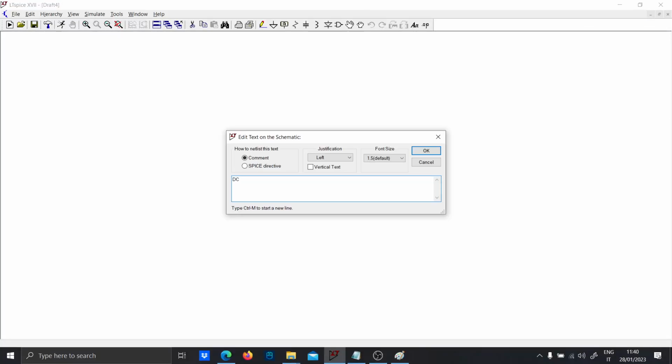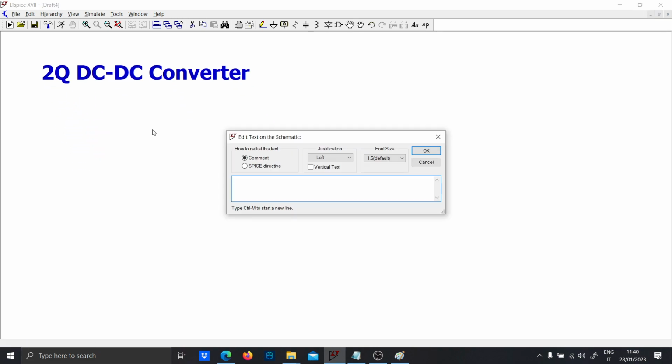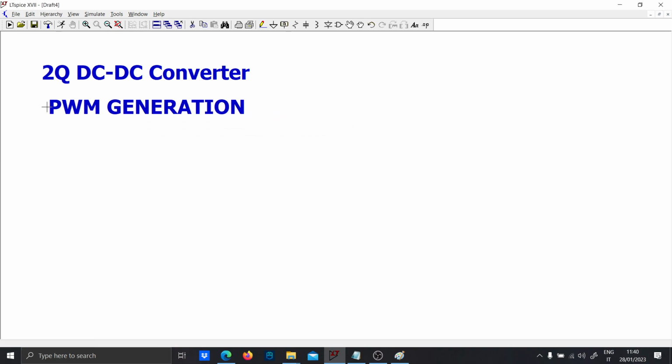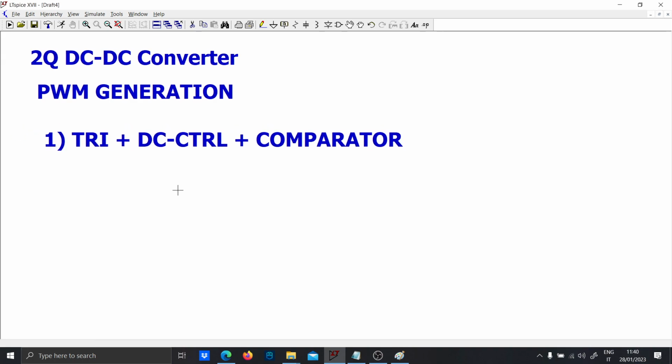Hi. Today I want to explain a DC chopper or a two quadrant DC-DC converter. Before doing that, you need to generate the PWM. So how can you generate PWM? The first method is to have a triangular wave plus a DC control voltage plus a comparator. So let's use this.